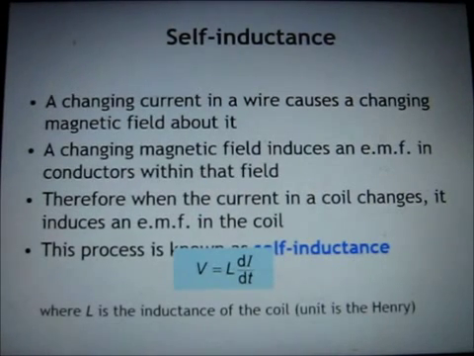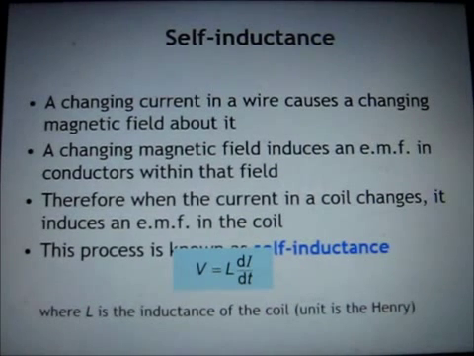Now, let us come into the main topic, that is self-inductance. Inductance means to induce. Self-inductance, inducing something within itself. The changing of current in a wire causes a change in the magnetic field about it. This magnetic field induces an EMF within the conductor. Therefore, the current in the coil changes and induces an EMF in the coil. This process is known as self-inductance.